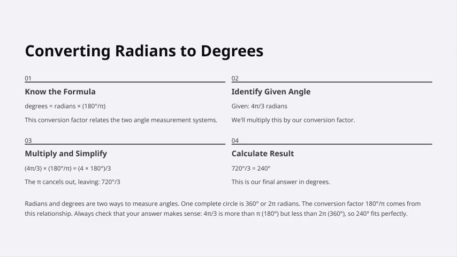Remember, radians and degrees are just two ways of measuring angles. Since we know that 4 pi over 3 radians is more than pi, which is 180 degrees, but less than 2 pi, which is 360 degrees, 240 degrees makes perfect sense within that range. Always double-check that your answer fits the context, and you'll keep your conversions accurate and meaningful.